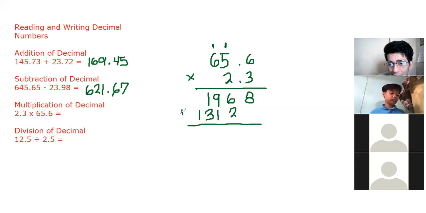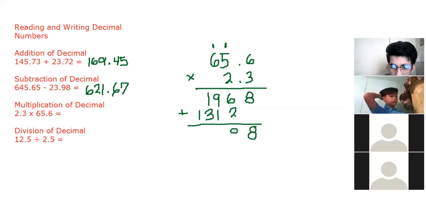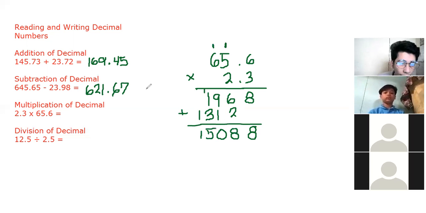Then plus natin, we have 8. We have 6 plus 2, 8 then. 9 plus 1, 10. So 0. We have carry 1. 3 plus 1, 4 plus 1, 5. Then bring down 1. Yan. Then bilangin natin decimal.